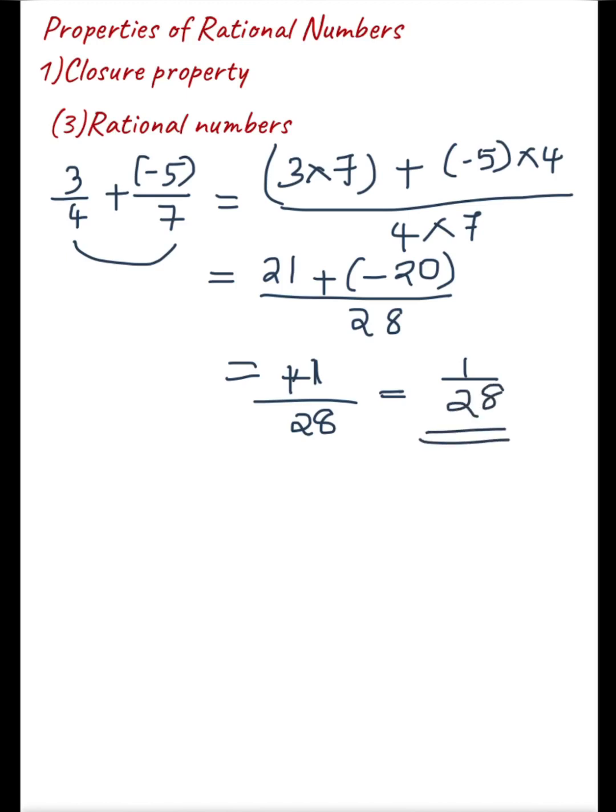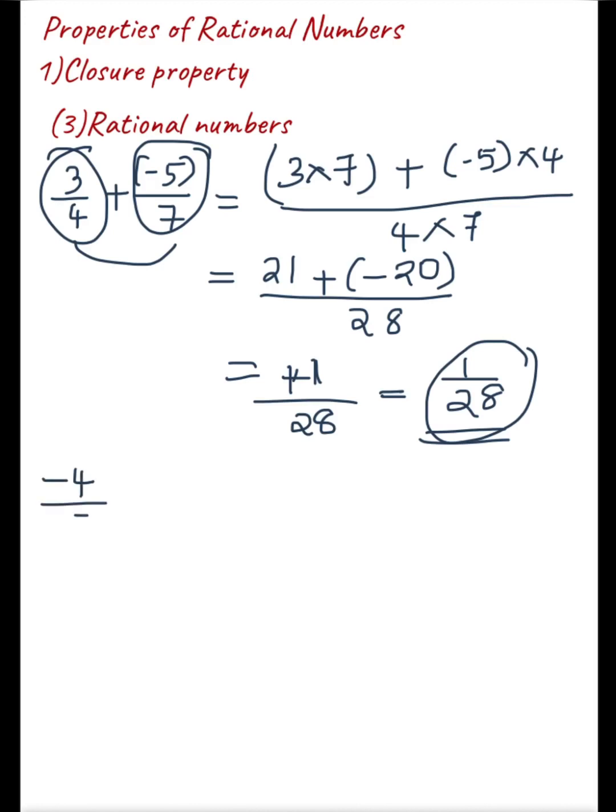So here we have taken two rational numbers, 3 by 4 and minus 5 by 7, and we have added them, and the answer is again a rational number. So we can say that rational numbers are closed under addition. You can take more examples. For example, I am taking minus 4 by 5 plus minus 1 by 2.